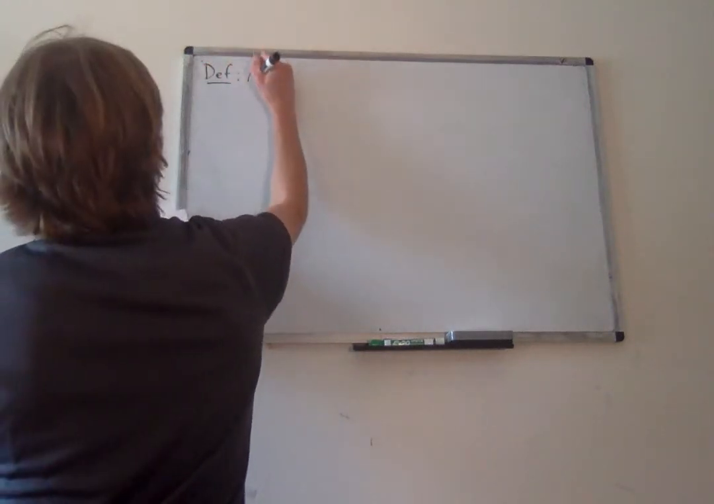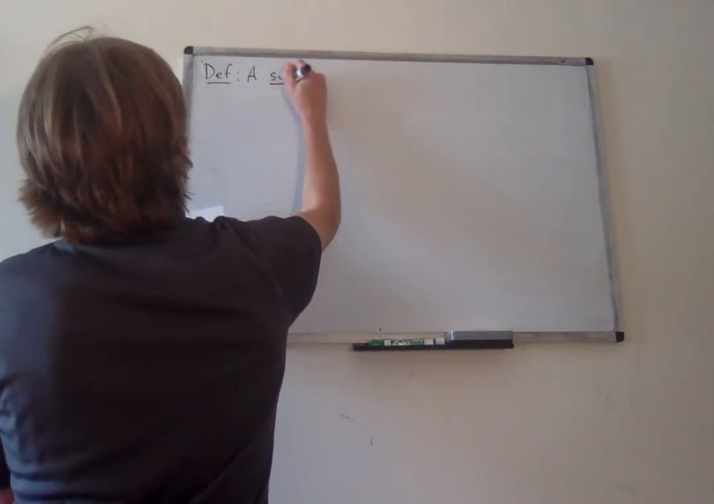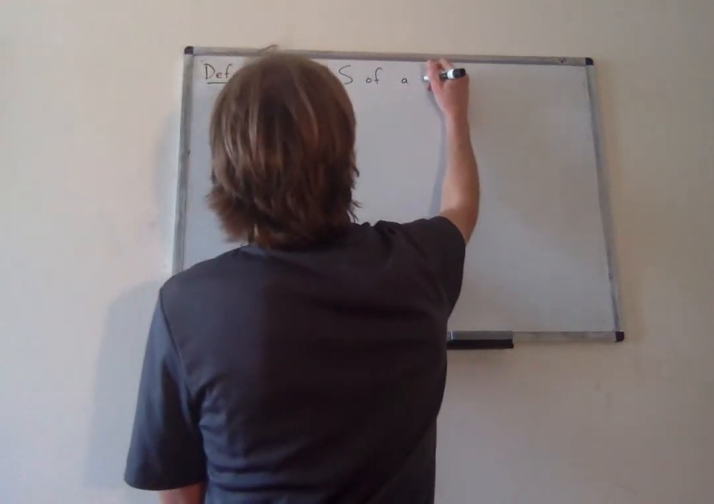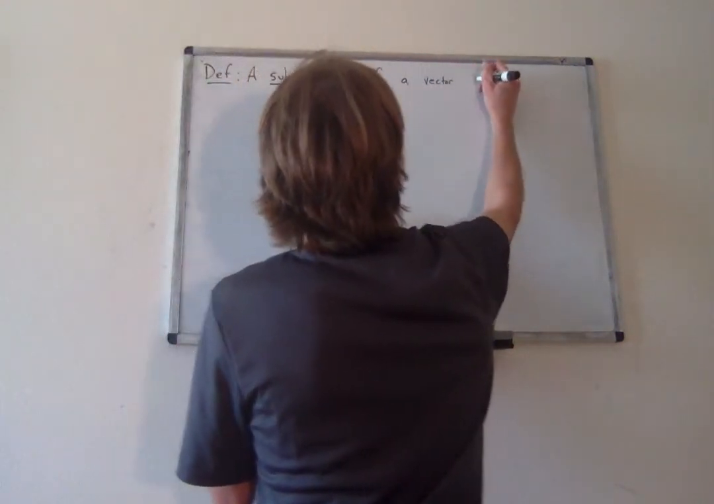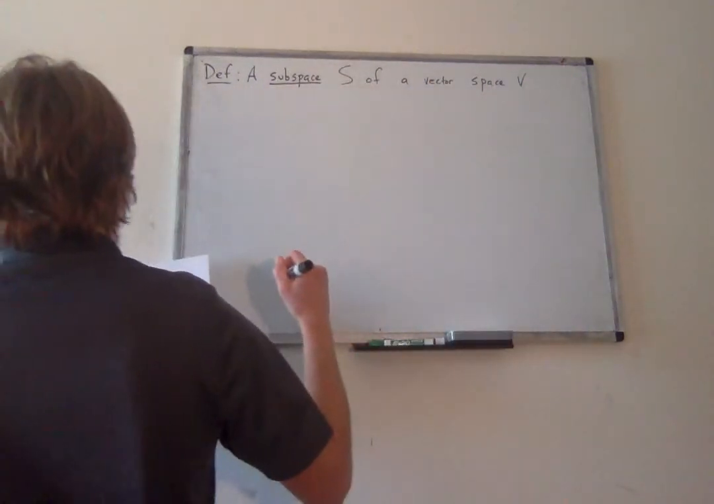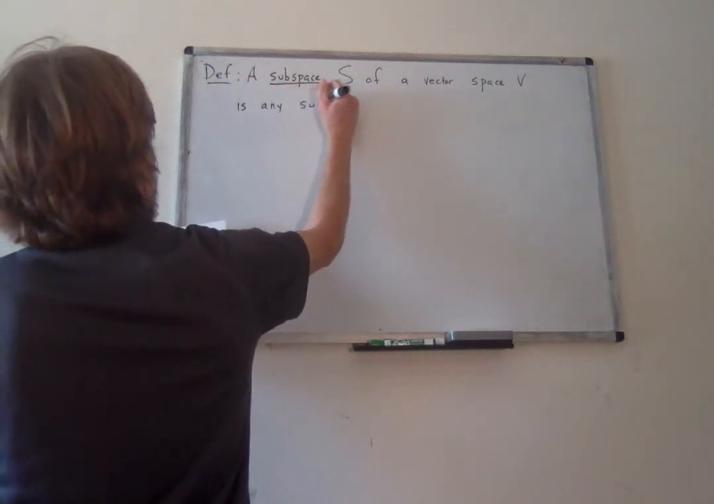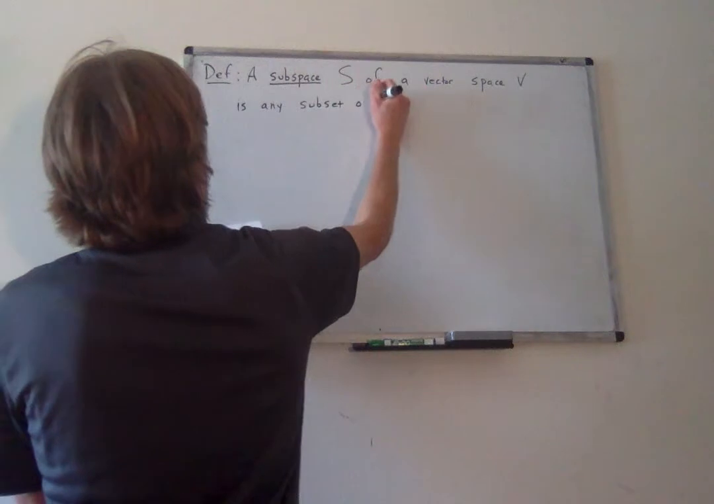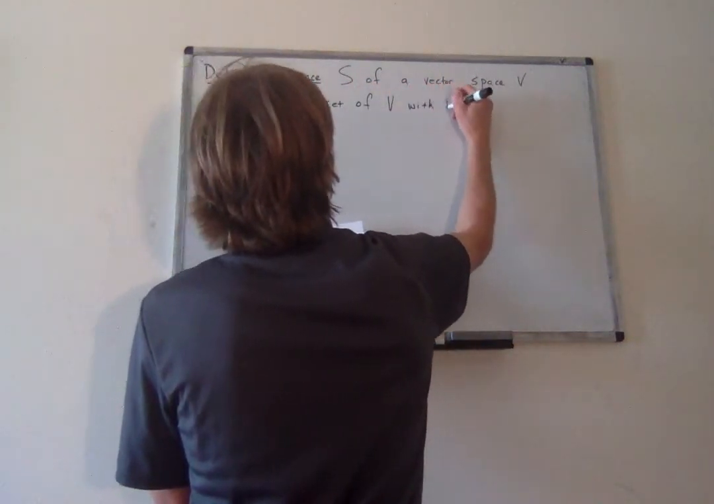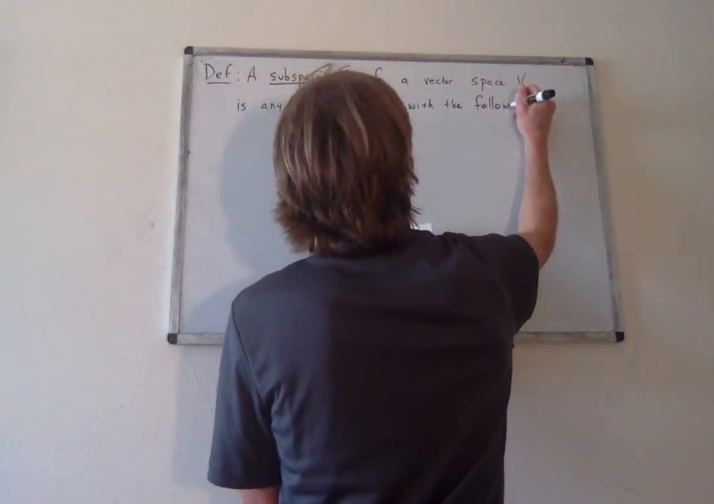And so we say that a subspace S of a vector space V is any subset of V with the following 3 properties. And so we've already seen an example of what these properties we need to check are.